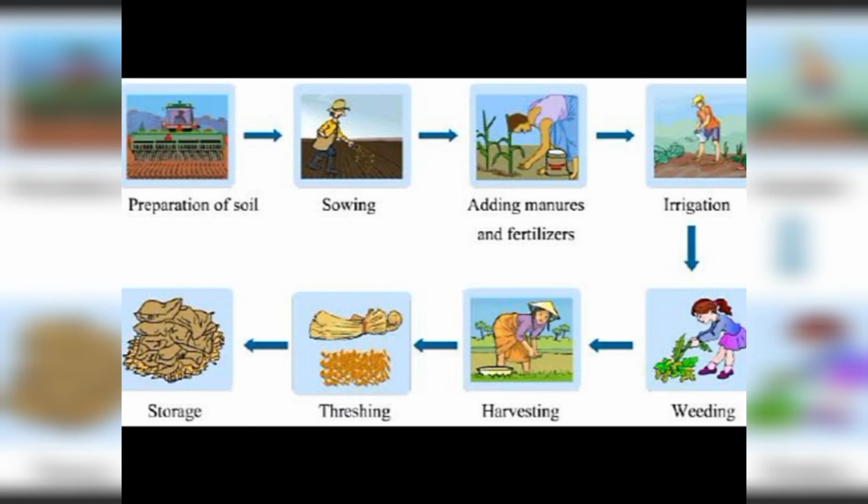So, these are the stages of agriculture: preparing the soil, sowing, adding manures and fertilizers, irrigation, weeding, harvesting and storing. Then the harvest is stored in a proper place.